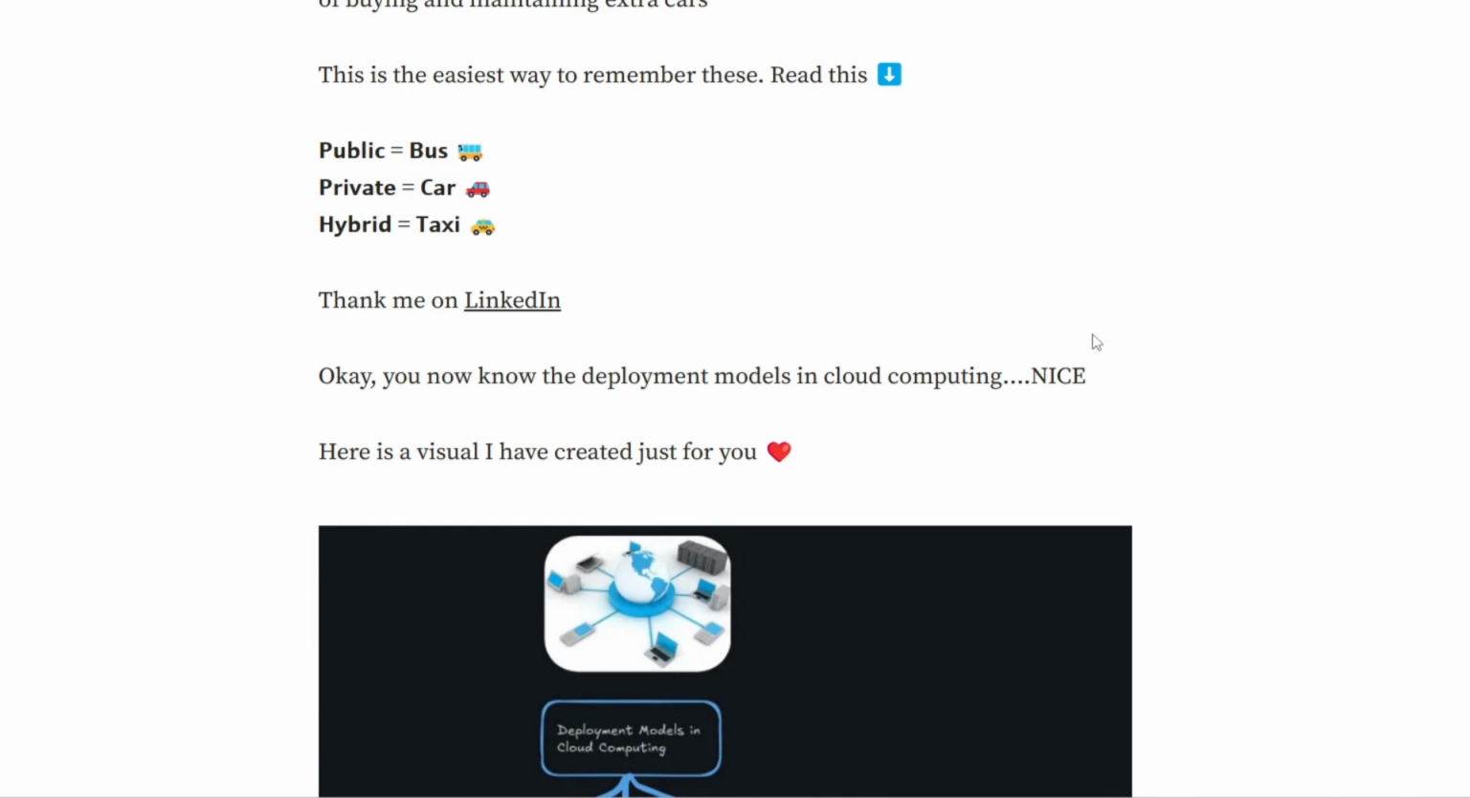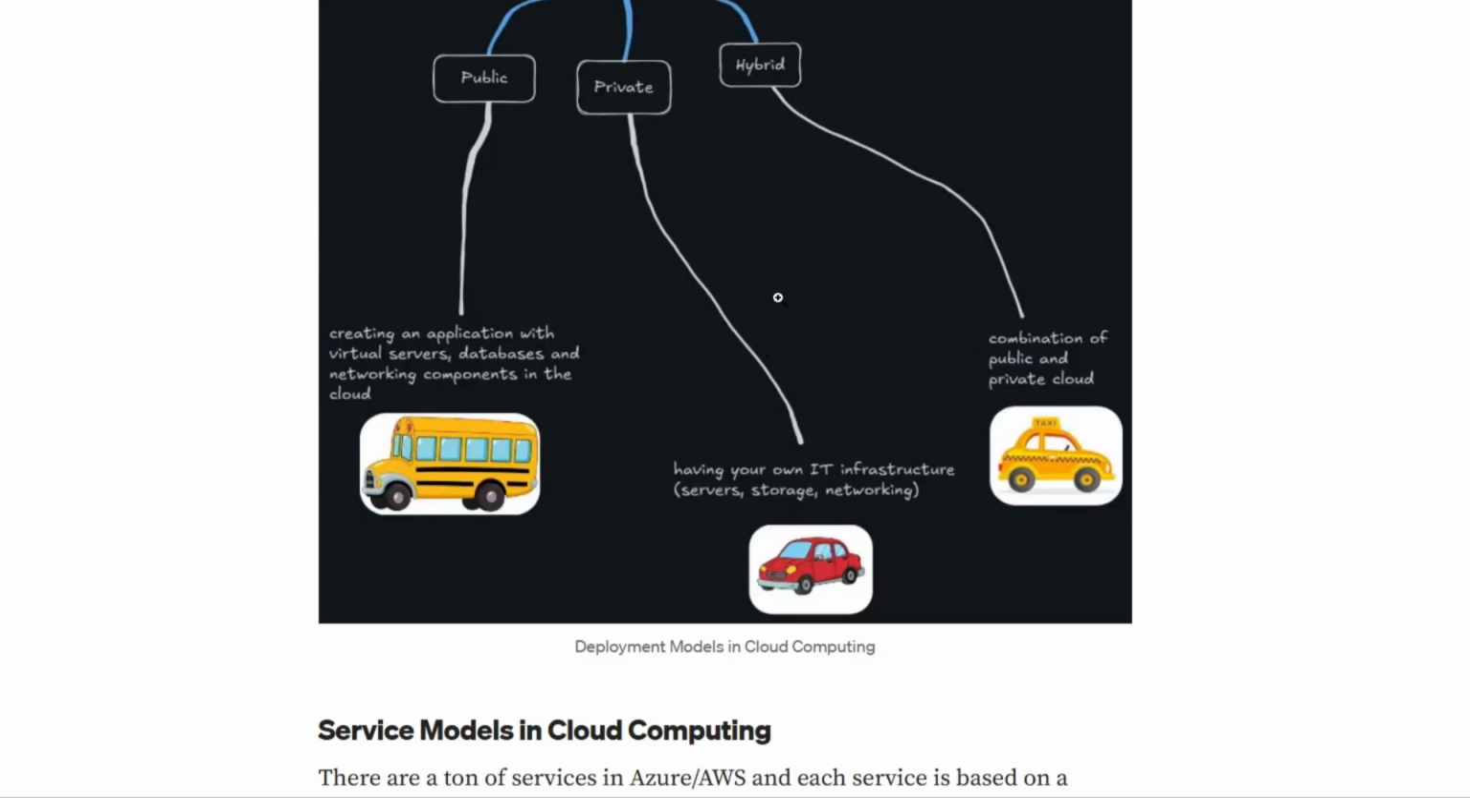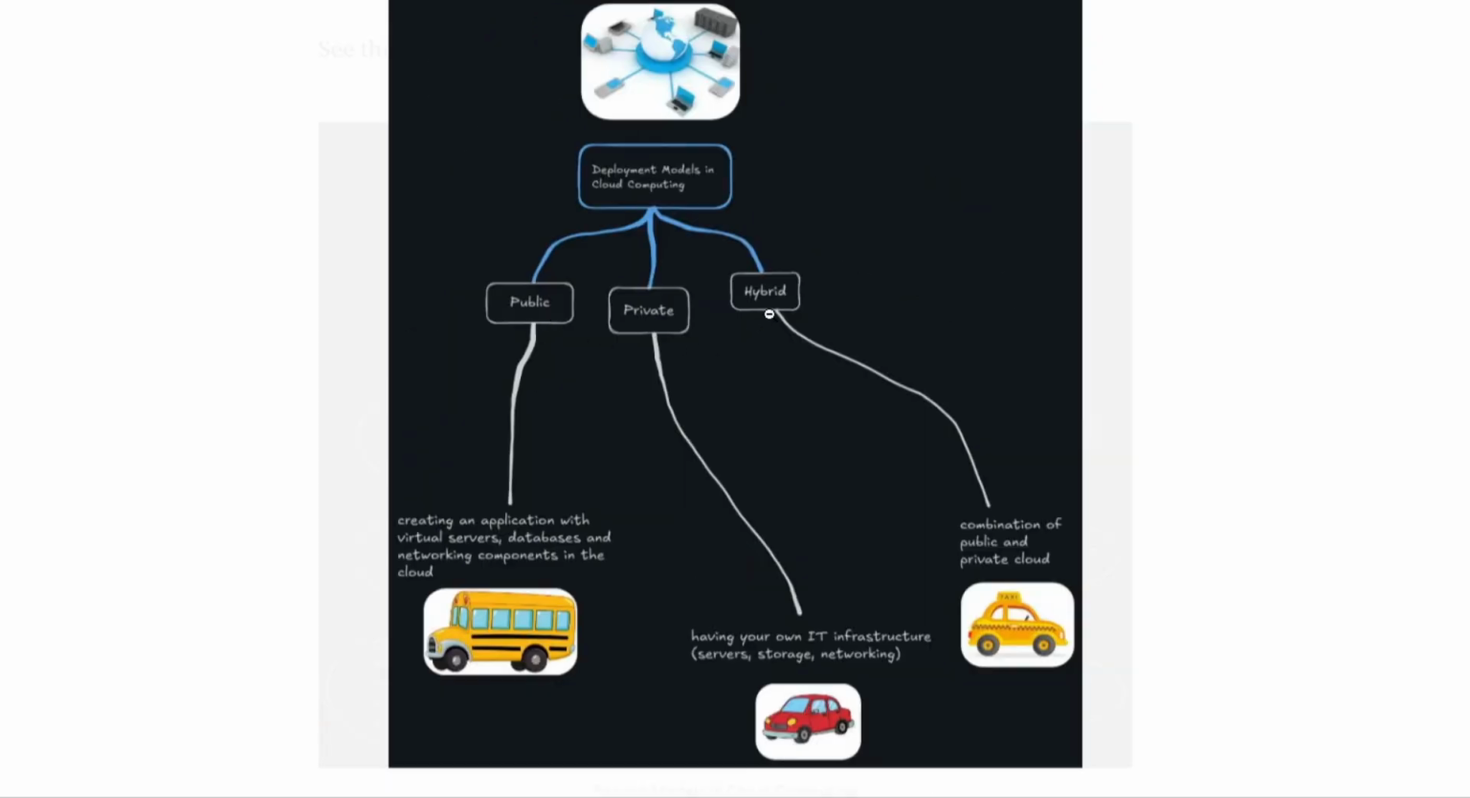You now know the deployment models in cloud computing, and here is a visual to distinguish between the three: public cloud, private cloud, and hybrid cloud. Public cloud means creating applications with virtual servers, databases, and networking components in the cloud, similar to using a bus. We pay only when we use the bus. Private cloud means having your own IT infrastructure. You need to manage everything, like maintaining your own car. Hybrid cloud means a combination of public and private cloud. Having your own car, but calling for a taxi when you need help.